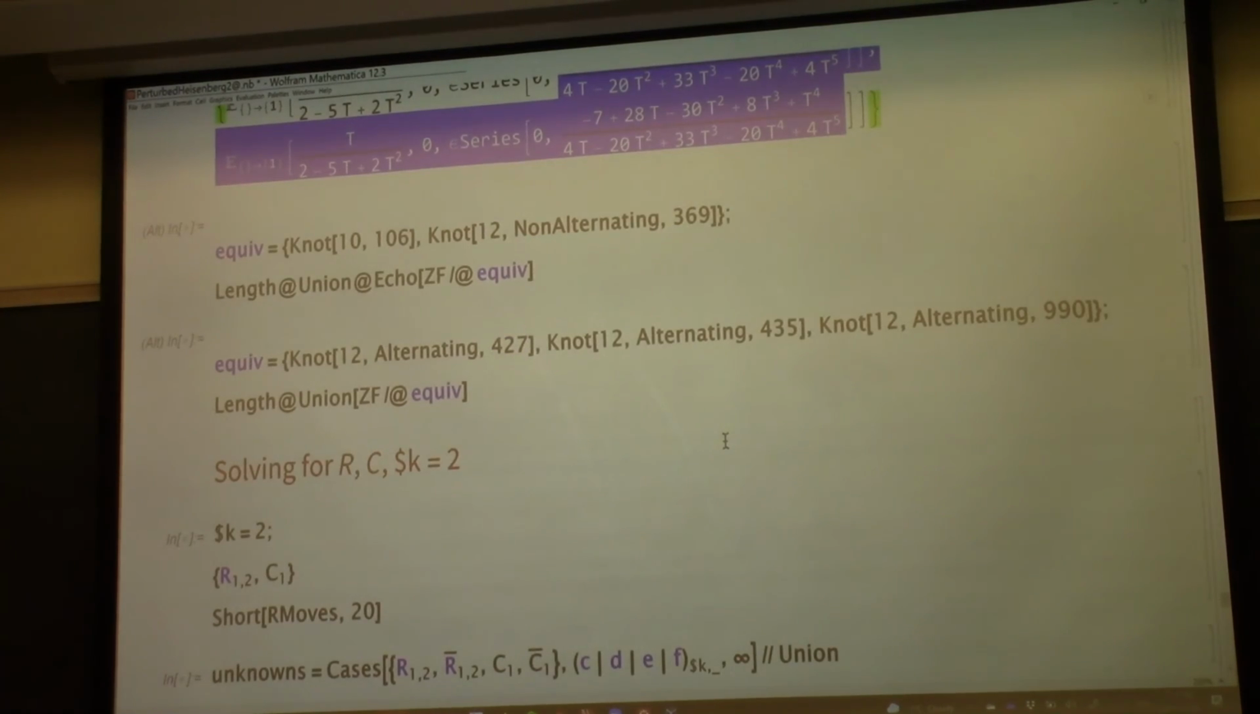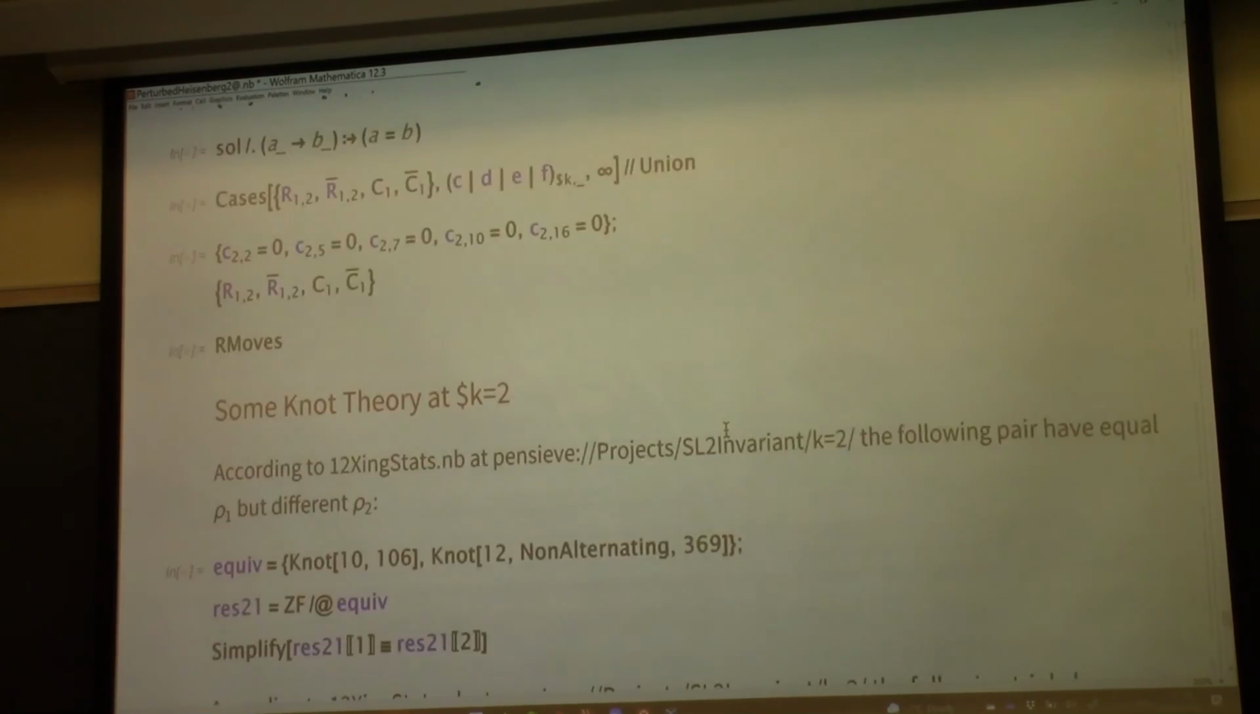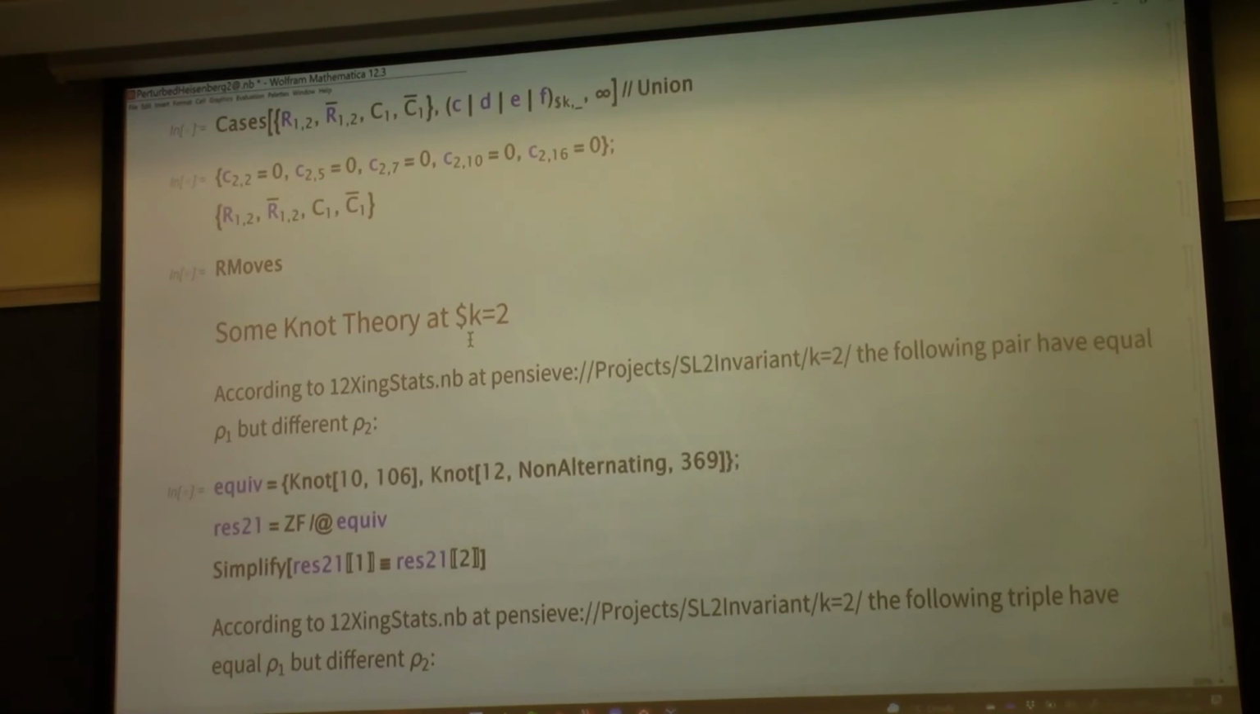There will be a lot more to say, but you can proceed and solve for higher k, and then for epsilon equal to, you can proceed, but not now.